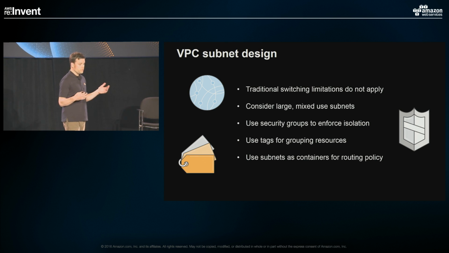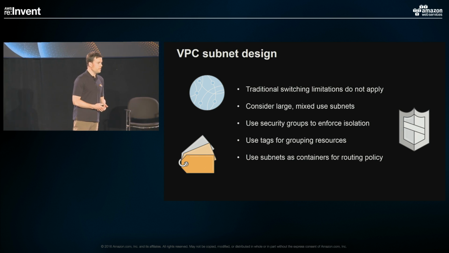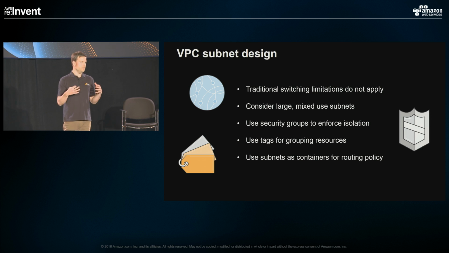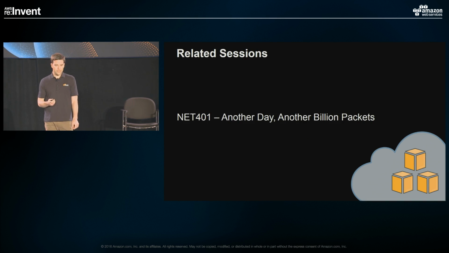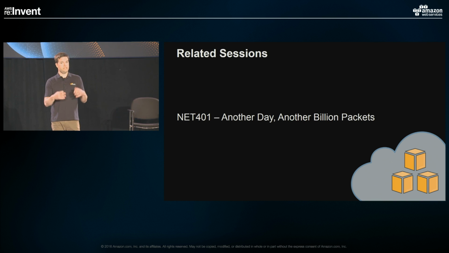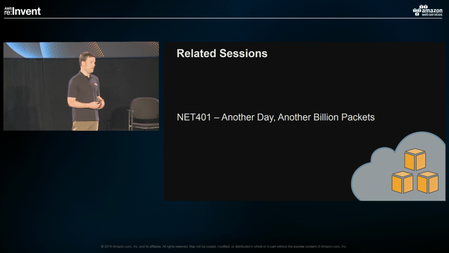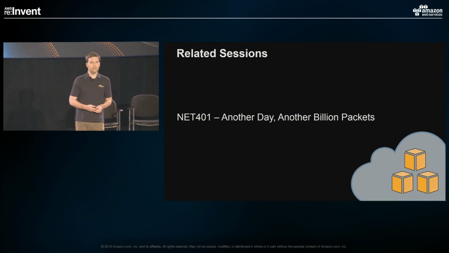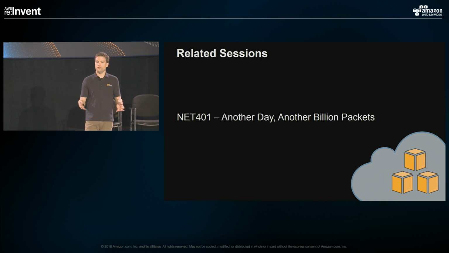So what do you use subnets for? You use subnets as containers for routing policy. That's really what my primary recommendation is. Think of them as containers for routing policy, and we'll talk about what that means. And if you don't know what I mean when I say performance and thousands of instances in a single subnet, and why that doesn't matter with VPC, please go watch this talk. Net 401 will give you a really good under-the-hood perspective of how VPC really works.